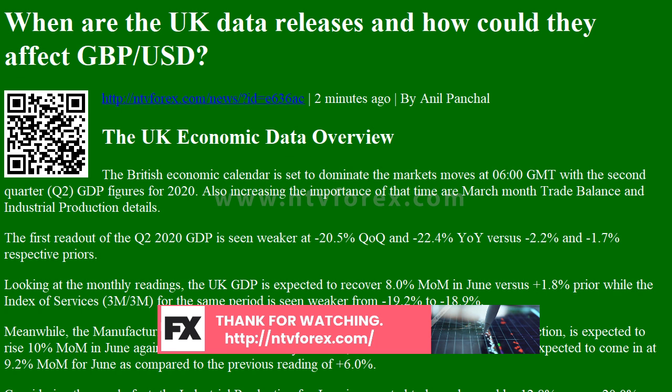Separately, the UK goods trade balance will be reported at the same time and is expected to show a deficit of £4.75 billion versus a £2.805 billion deficit reported in May.